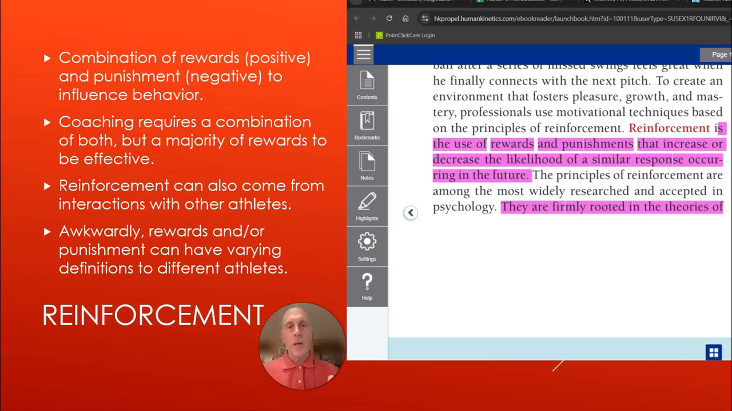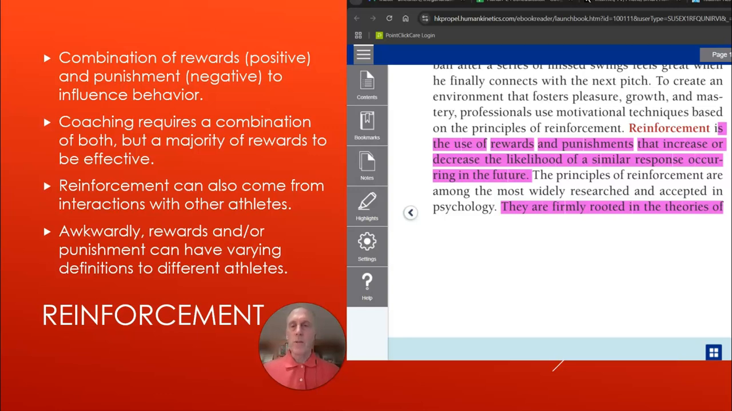It's important to note that oftentimes you view this in terms of the athlete-coach dynamic, but the positive and negative reinforcement can also come from other populations, like teammates, perhaps the game environment, perhaps just from other extrinsic or external types of factors.